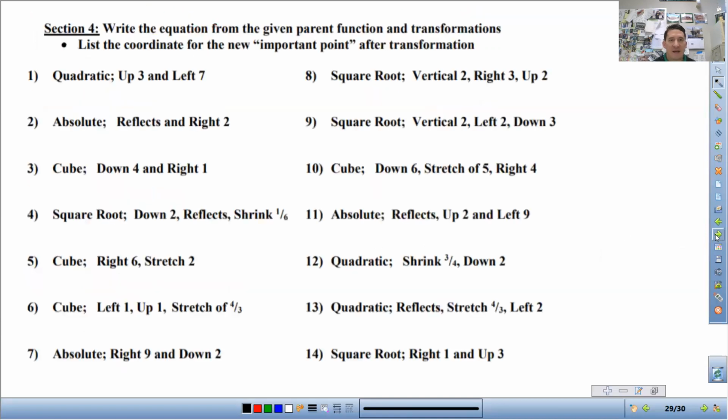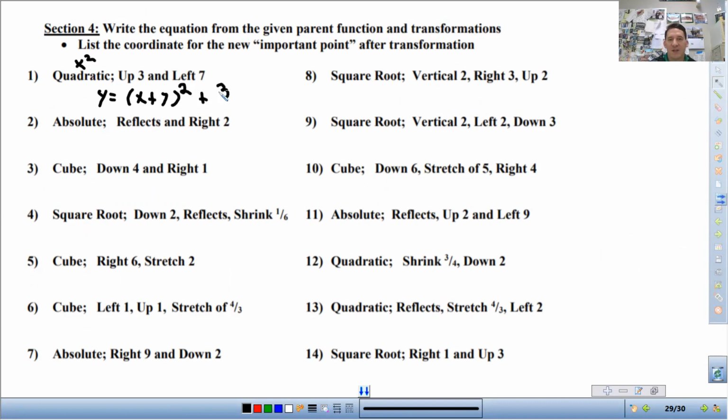And then last, you are writing, so make sure you're paying attention to what the parent function is. The quadratic is the x squared function. So you need to make sure you are writing this out properly. Left 7 is going to be +7 inside parentheses, and you need to square it, and then up 3.